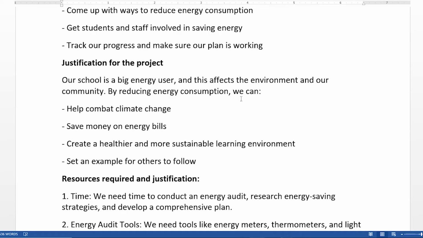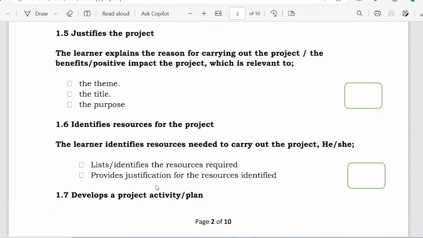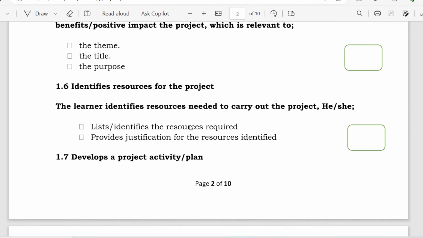By reducing energy consumption, we can help combat climate change, we can help save money on energy bills, we can create a healthier and more sustainable learning environment, and set an example. So if you look at this, this is a reason enough why the project exists, or the benefit of this project. And then next is identify resources.